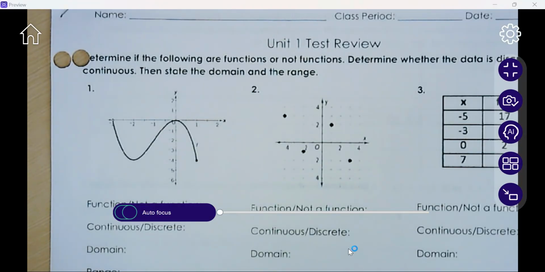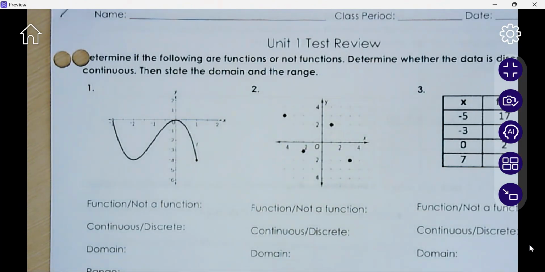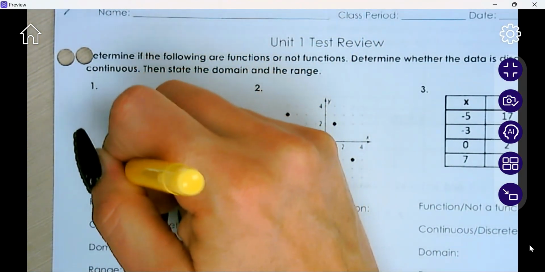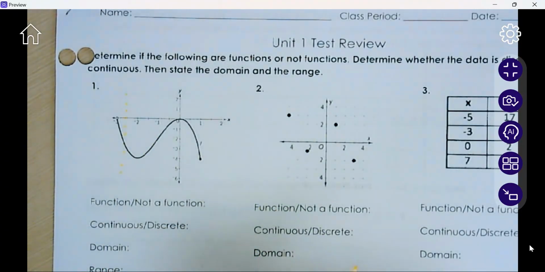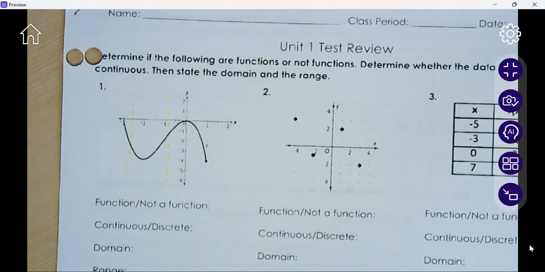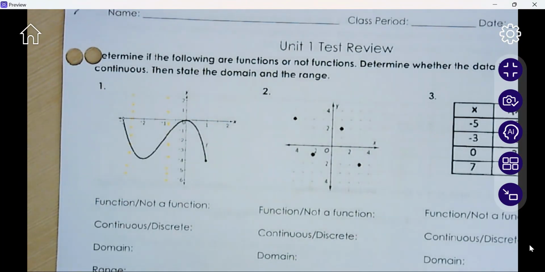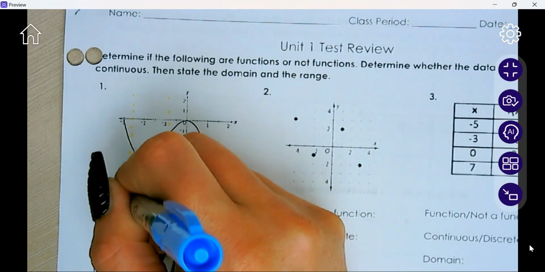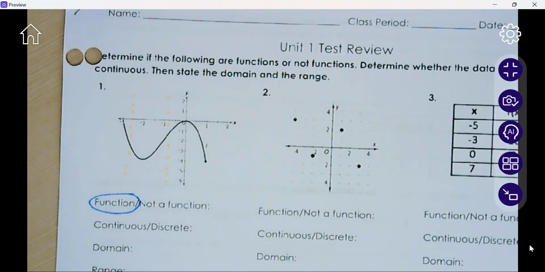Okay, so let's go ahead and take a look at this Unit 1 test review. The first thing we want to know is whether or not this is a function. Whenever you have any type of graph, you want to do a vertical line test. So I could do a vertical line along any point, and you can kind of just tell from looking at it that it does not hit more than once. Because it hits only one time for every vertical line, it passes the vertical line test, and so it is a function.